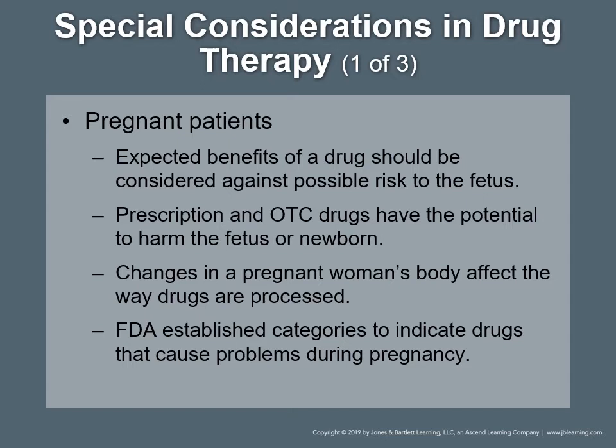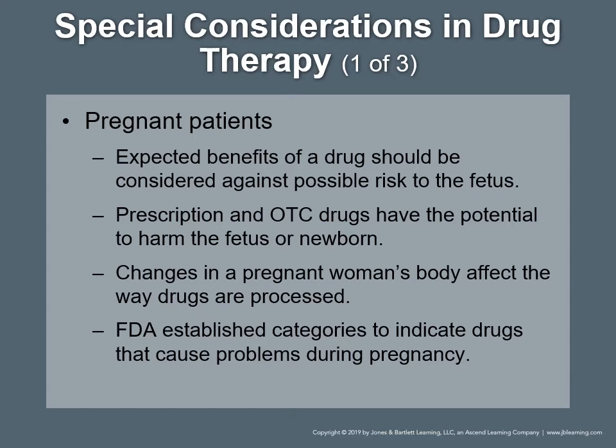A teratogenic drug is a drug that poses a risk to the normal development or health of the unborn fetus. Changes in a pregnant woman's body affect the way drugs are processed and may increase the chance of harm to the fetus. Metabolism of drugs in the liver is decreased during pregnancy. There is an increased rate of excretion due to the increased cardiac output during pregnancy.